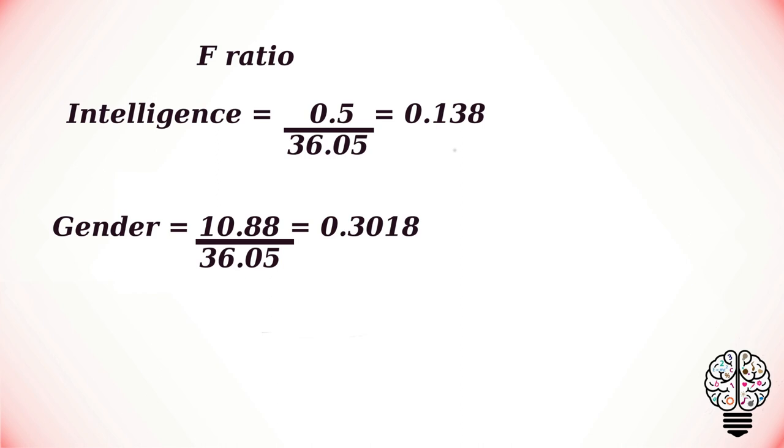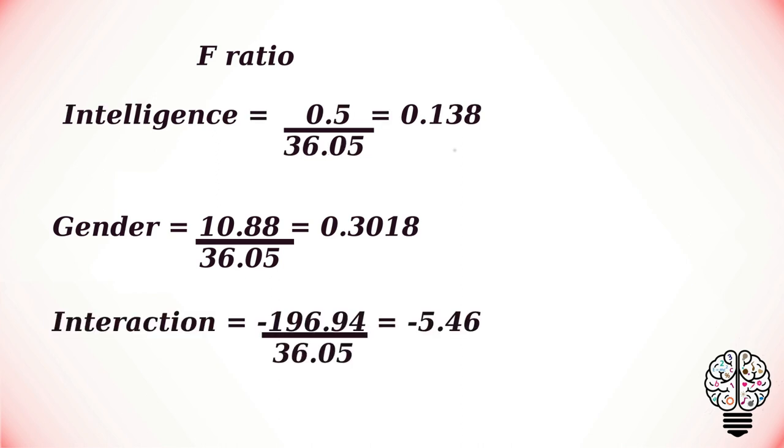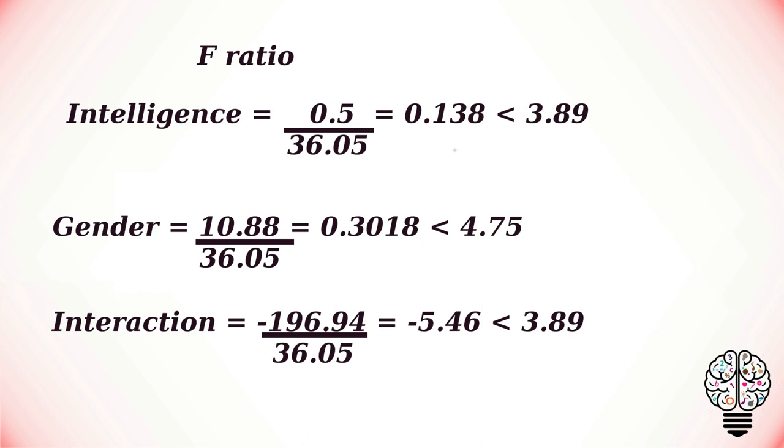And to calculate the F value for gender, we have to divide the mean of sum of squares of gender by the mean of sum of squares of the residual. If we do that, we'll get our F value for gender as 0.3018. And next, for interaction, we have to divide the mean of sum of squares of interaction by the mean of sum of squares of residual. If we do that, we'll get our F value for interaction as -5.46.